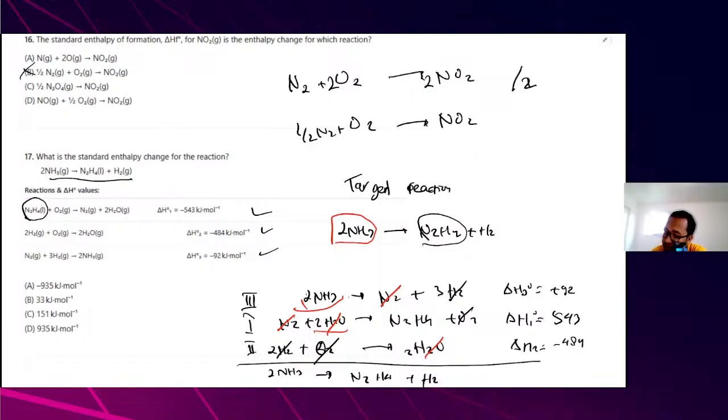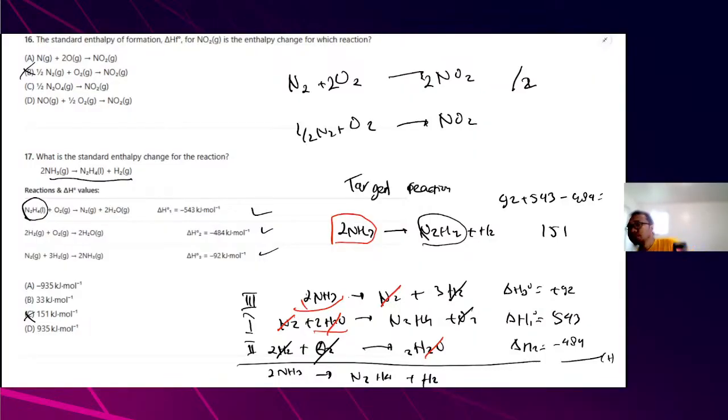So now let's take a look at if we put in plus over here. So we can do just a simple calculation: 92 plus 943 minus 484, which we will end up getting something over here. So the answer will be 151.